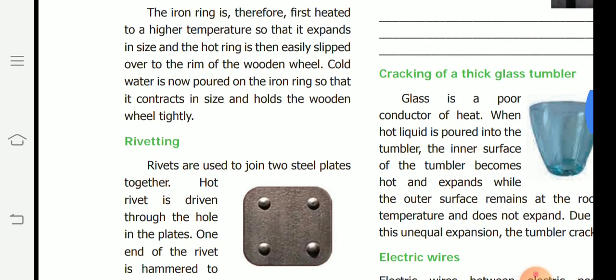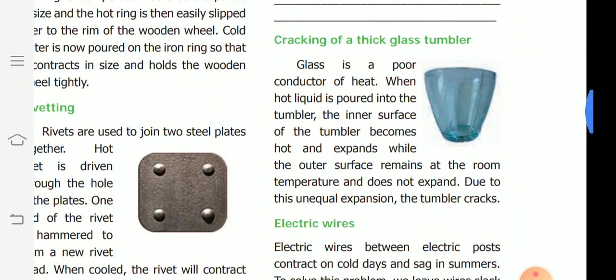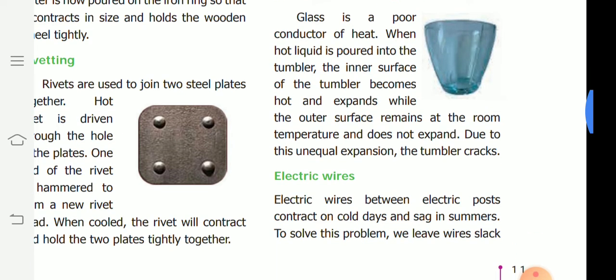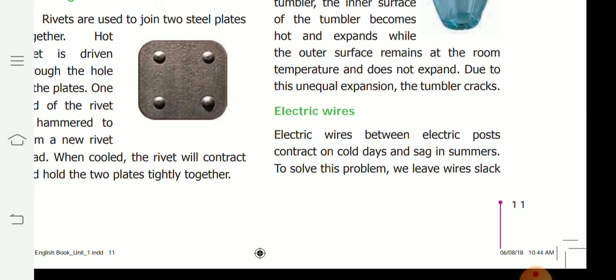It is called a riveting. Next, cracking of a thick glass tumbler. Glass is a poor conductor of heat. When hot liquid is poured into a tumbler, the inner surface of the tumbler becomes hot and expands while the outer surface remains at room temperature and does not expand. It is called an unequal expansion. The tumbler cracks.